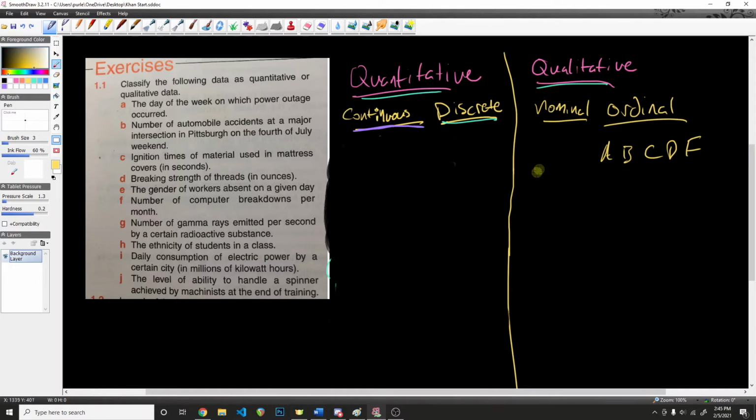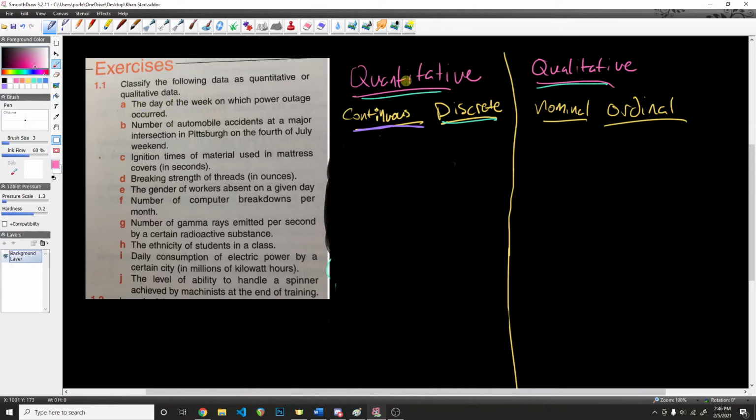But if we were to say, this person has blue eyes or green eyes or brown eyes, there's no order to how we can arrange this. Brown is not greater than green and green is not greater than brown. So because there's no order to it, we would just say it's nominal. Now that we have that terminology down, we can look at some of this data here.